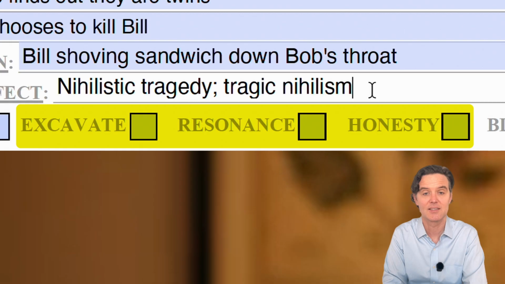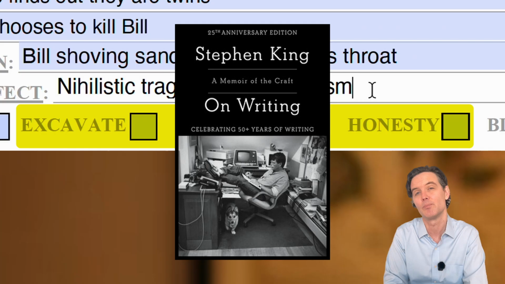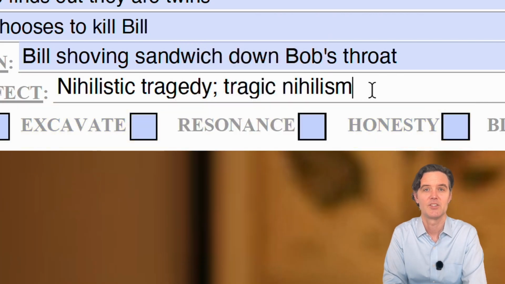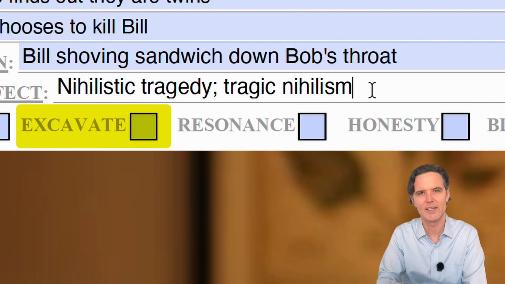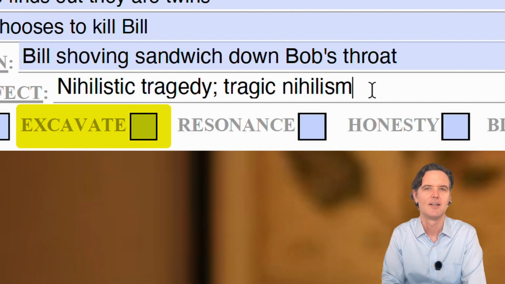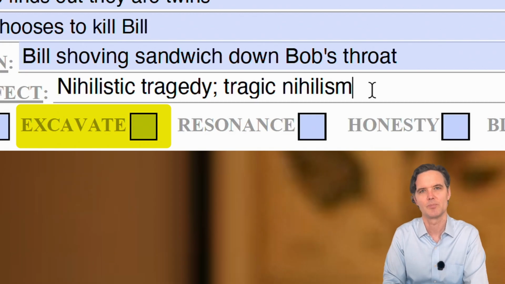Excavate, resonance, and honesty are actually three words that Stephen King gives in his great book on writing. Stephen King doesn't actually outline, but he likens it to excavation, to slowly brushing away the dirt to reveal a fossil. And I think that's almost a better word and a more specific word than just discovery. And a reminder to me that when I write scenes, even though I do this whole scene sheet, am I still doing so in a spirit of excavating, of finding something new?